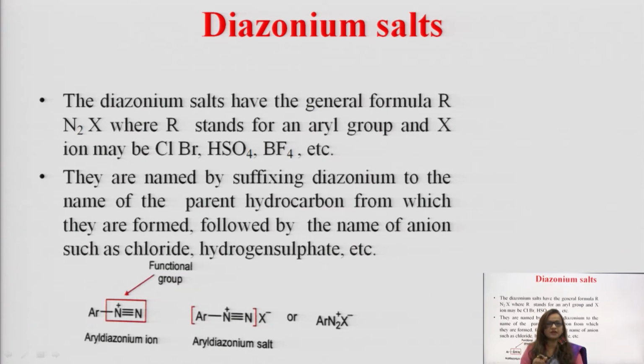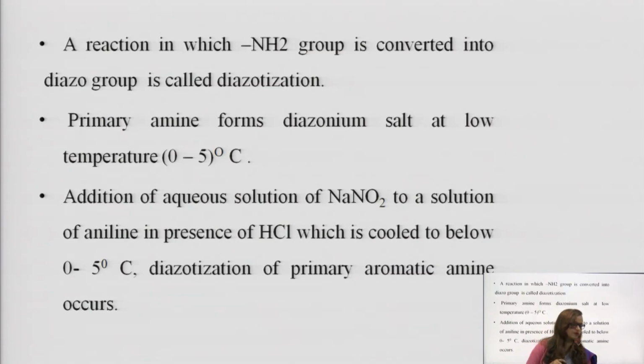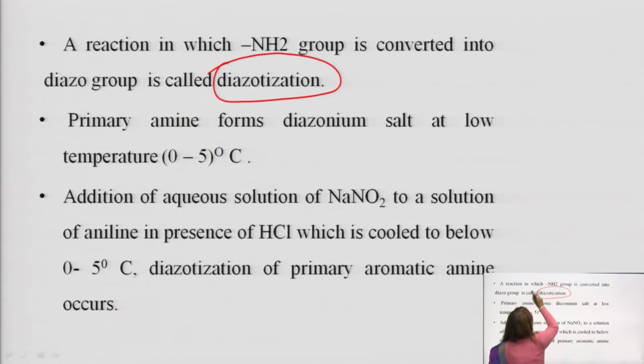And how it is named? It is named by suffixing the name diazonium to the name of parent hydrocarbon. Parent hydrocarbon here is the basic ring to which it is attached, followed by the name of anions, right? Now we are moving to the next slide. This slide is very important because it is having some terminology. The term is diazotization. The question is, what is the meaning of diazotization?